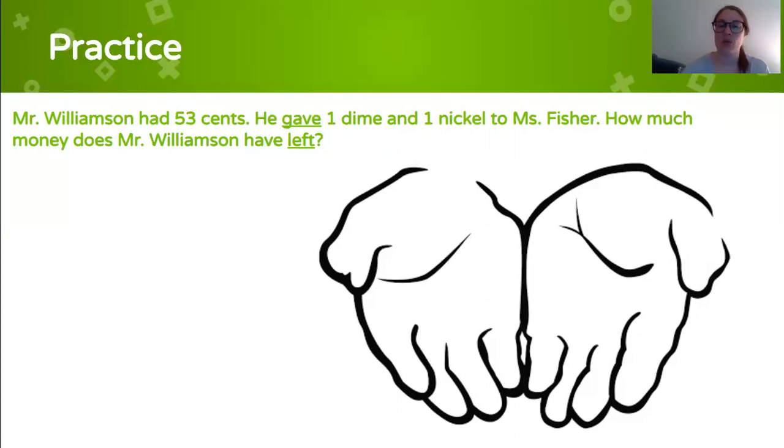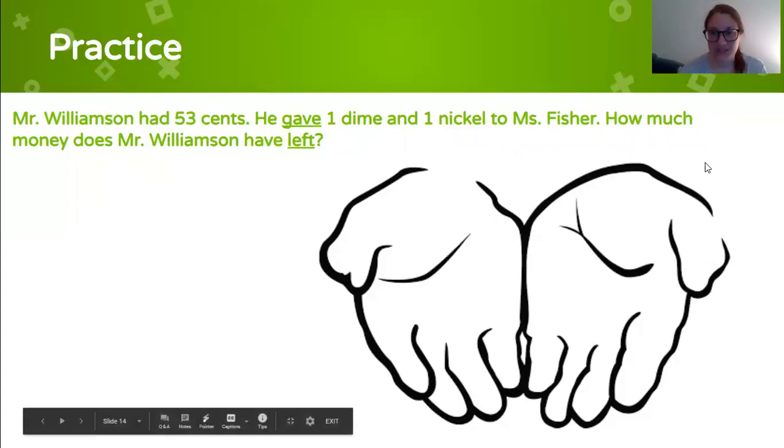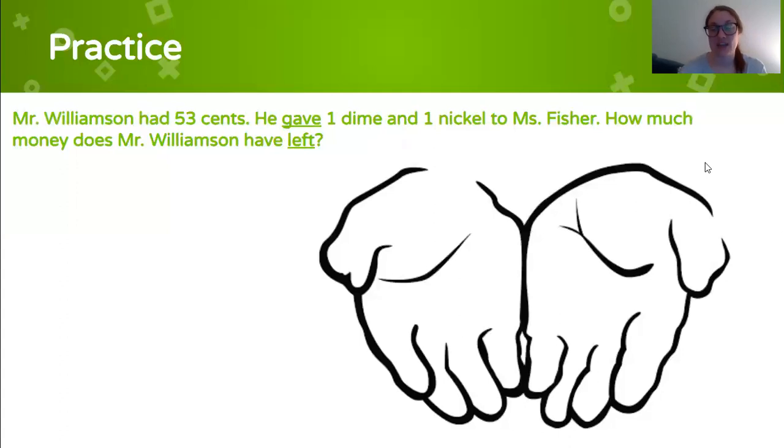Okay, we're gonna start with our picture. I drew some hands. Well, actually, the computer drew some hands. And I'm going to put his 53 cents in there. Now, I could do a couple quarters and a few pennies, but it's telling me that he gave a dime and a nickel to Miss Fisher, so I have to have the kind of coins that he can give to her. So it's going to be a little different.